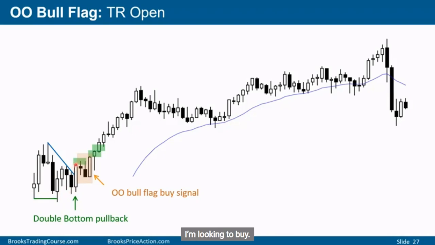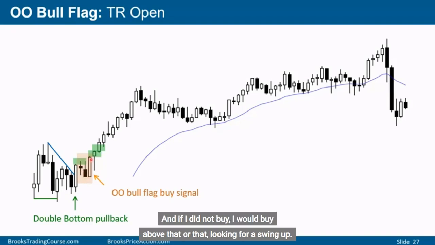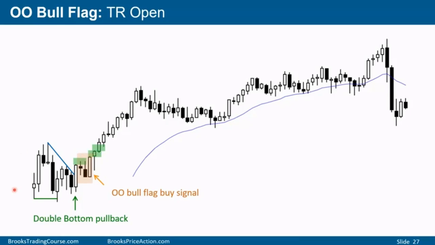That's a buy. I'm looking to buy. I'd buy above that. I would not be stopped out, did not go below a strong bear bar. And if I did not buy, I would buy above that or that, looking for a swing up. This is a bull flag early in a bull trend. The bull trend began here.